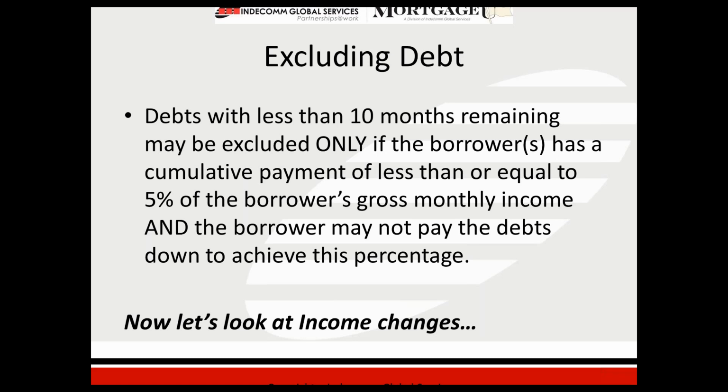Let's say you have 6 months left on an installment debt. And let's say that the borrower earns $4,000 per month in gross income. 5% of that $4,000 per month is $240. So your installment debt can only be excluded if the cumulative payment is less than or equal to $240 per month. So in that case, if your borrower's installment payment was $300 per month, you would have to include it in the DTI because it exceeds that 5% of the gross monthly income calculation.